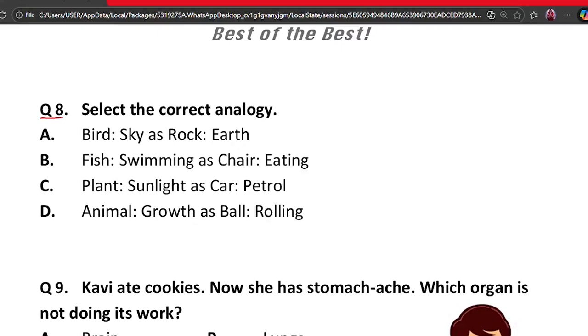So the correct analogy is option C. Why? Because a plant needs sunlight to make food just like a car needs petrol to run. This analogy matches the relationship of requirement and usage. The other options do not show a meaningful comparison. Therefore, option C is correct, which is plant is to sunlight and car is to petrol.